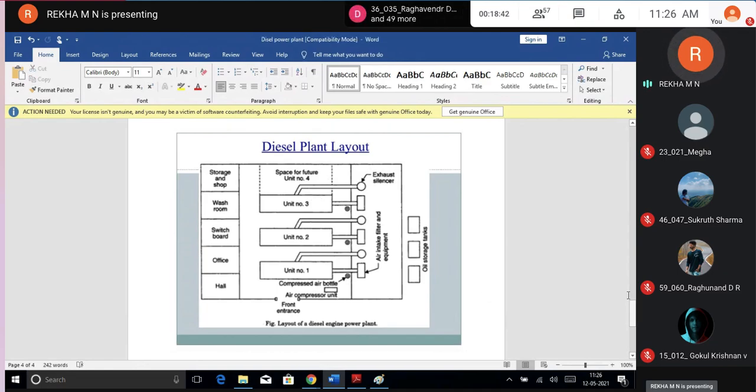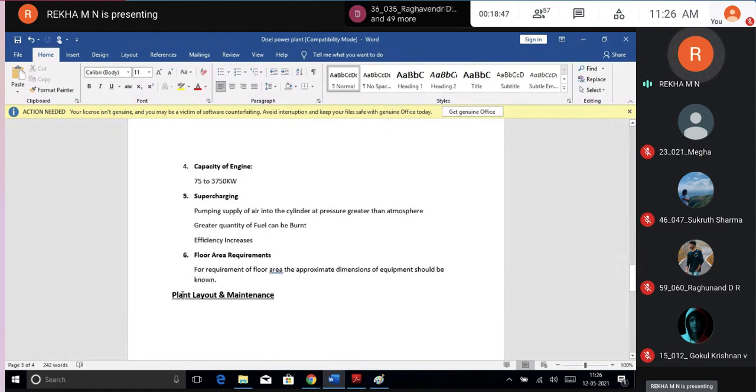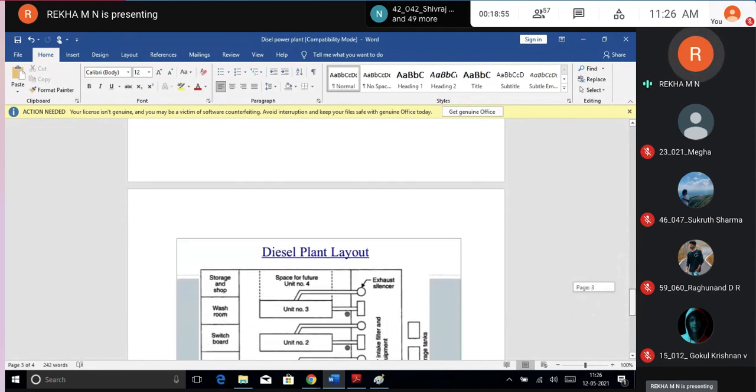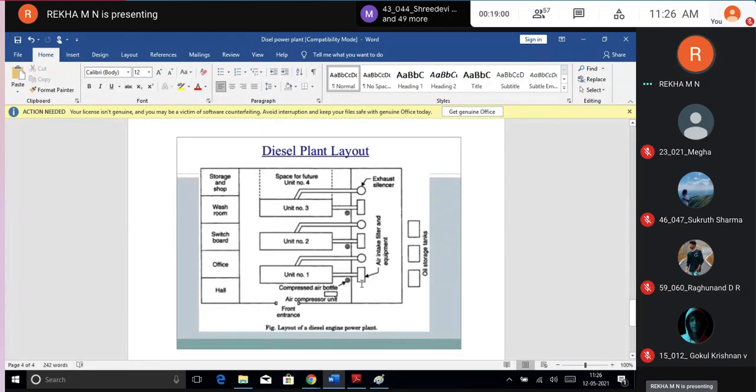What do you mean by plant layout is clear now? I think this was the thing that they have mentioned in the syllabus. Maintenance I didn't explain, but plant layout, as of now I have given a brief idea of what you mean by a plant layout. What might maintenance be, tell me, students? What do you mean by maintenance according to you in a diesel power plant?